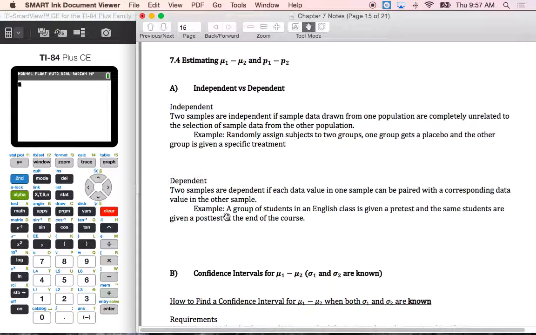Dependent is when two samples are dependent if each value in one sample can be paired with a corresponding data value in the other sample. So a group of students in an English class given a pre-test, and the same students are given a post-test at the end of the course. It has the same group. So independent means you have two different groups. Dependent, you have the same group before and after.